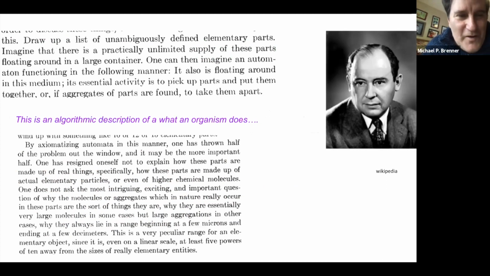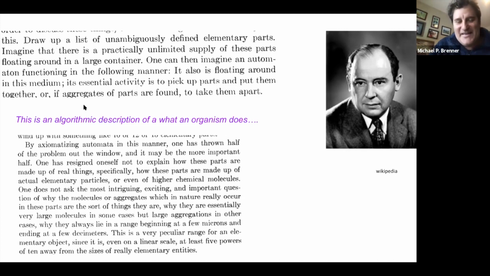I reread this a couple of weeks ago for some reason, and he talks like he's talking about physics, like he's working on our problem. He says, imagine, draw up an unambiguously defined elementary parts list. Imagine that there's an unlimited supply of these parts floating around in a large container. Then one can imagine an automaton functioning the following way. It's also floating around and it picks up the parts, puts them together, or if aggregates are found, it takes them apart. And this is sort of like what we're talking about.